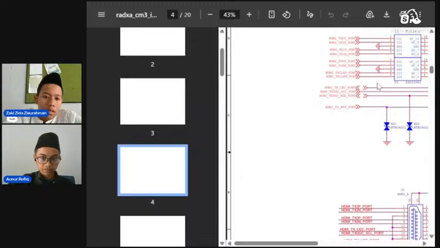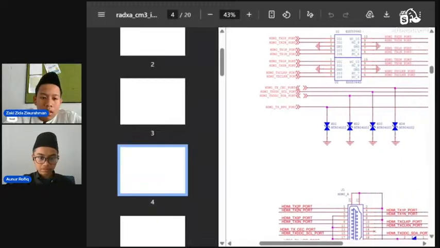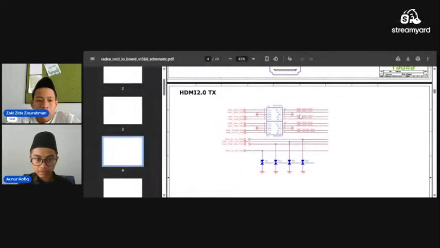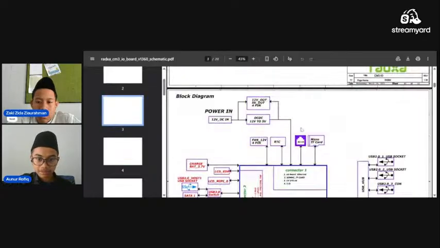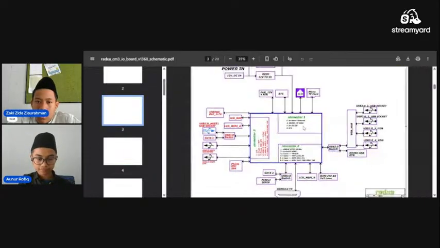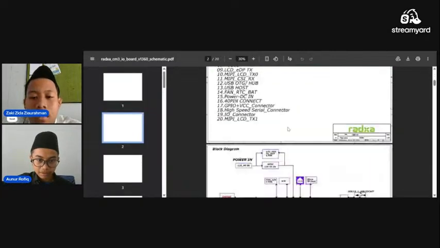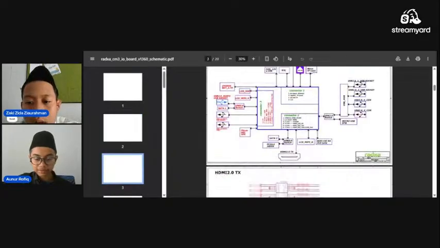So in here, we have so many things to do. There's the main module. We use the Compute Module 3 of the Radxa. It uses a very good ARM chip called RK3566.